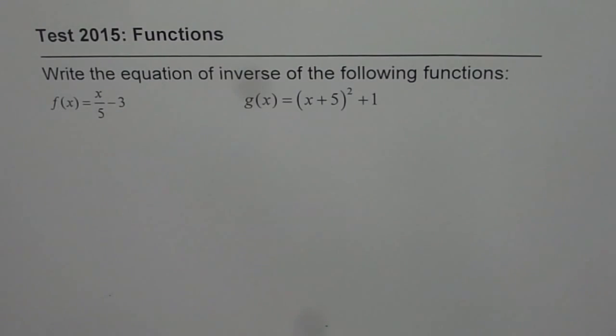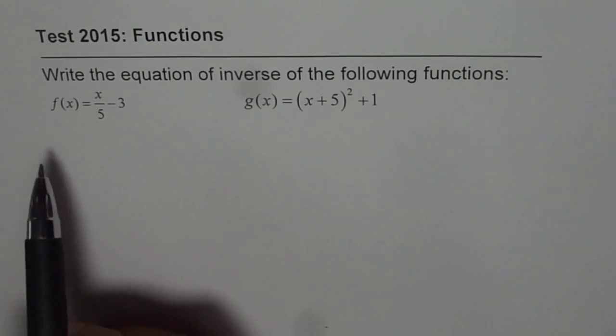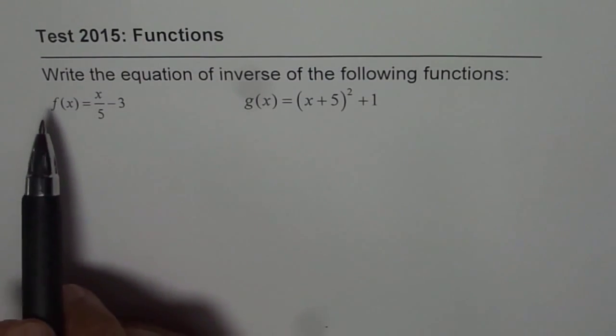Here is another question from test 2015, Unit 1 functions. Write the equation of inverse of the following functions. f of x equals x divided by 5 minus 3 and g of x equals (x plus 5) whole square plus 1. I'll show you different ways of solving these questions.